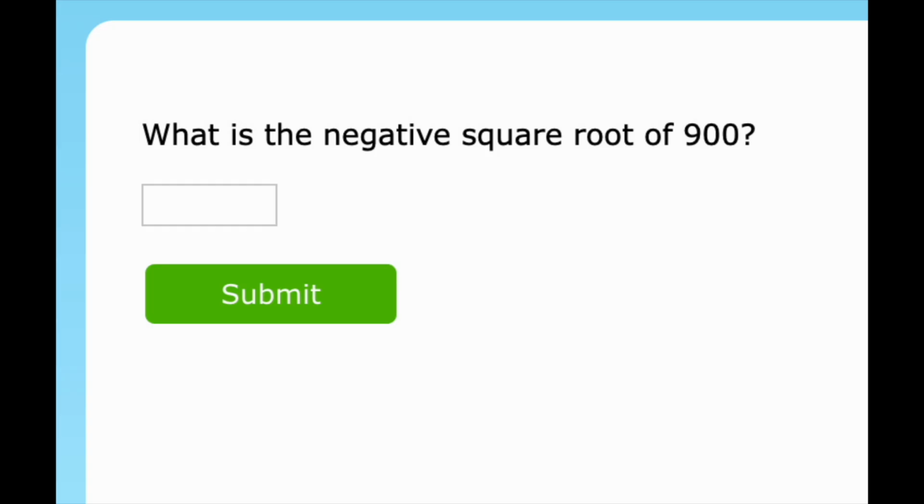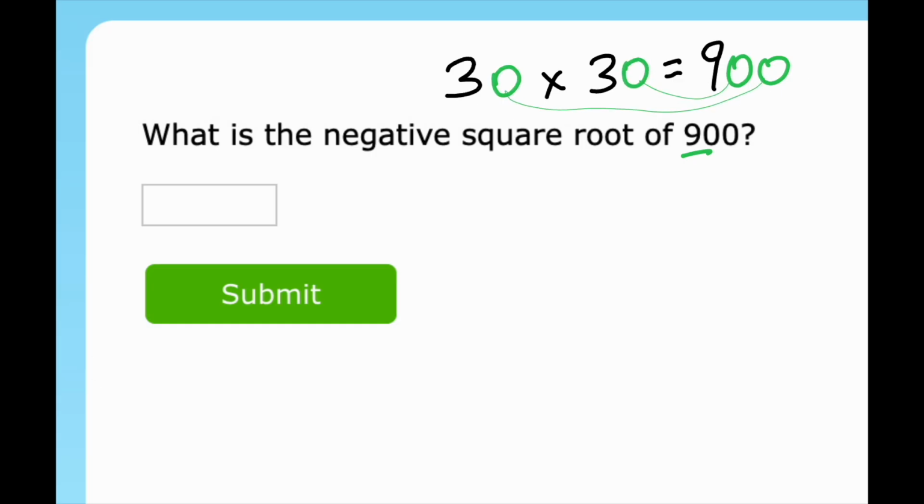With questions like these, I like to start by ignoring the extra zeros and focusing on the 9. I know that 3 times 3 is 9, and since 900 has 2 extra zeros, our square root answer should have half the number of zeros. So we can add on an extra 0 to each of our 3's to get 30. Note that this keeps 2 zeros on both sides of the equal sign, and because the question is asking for the negative square root, our answer is negative 30.